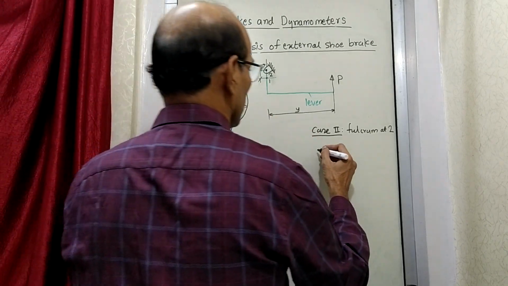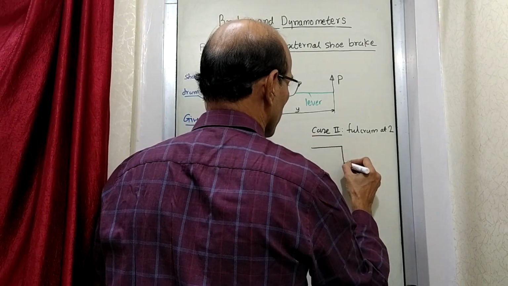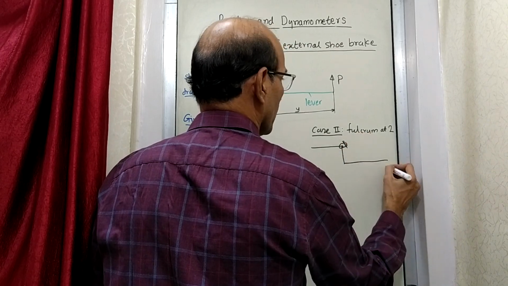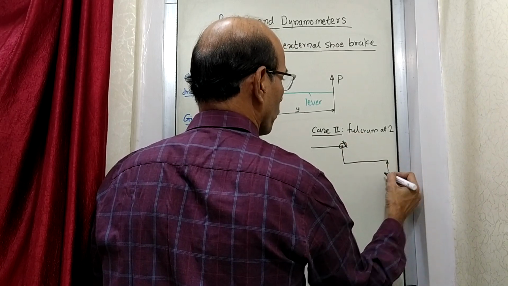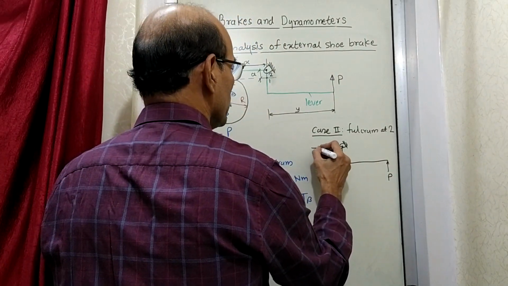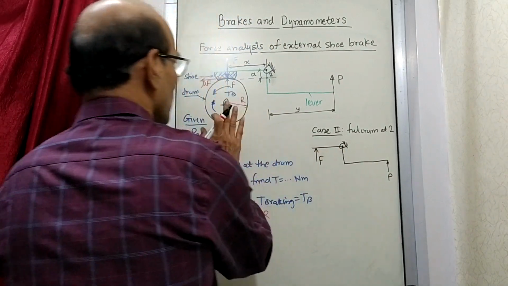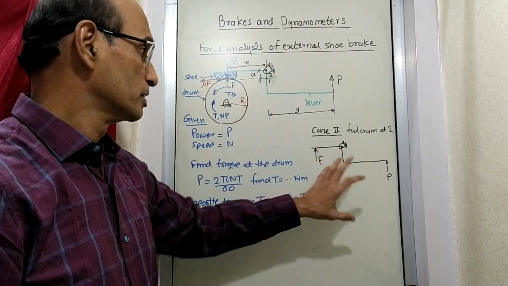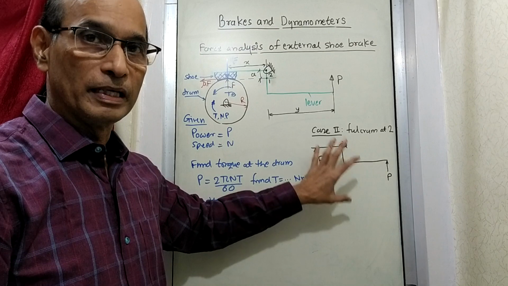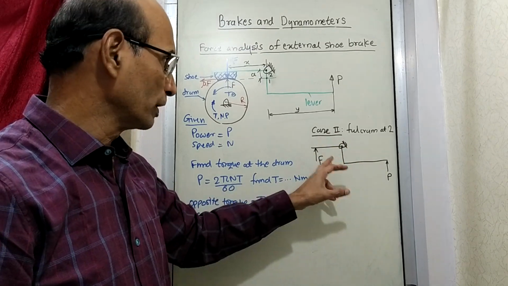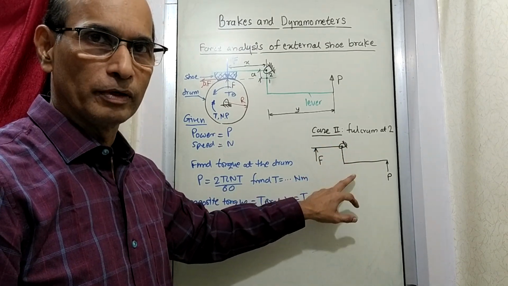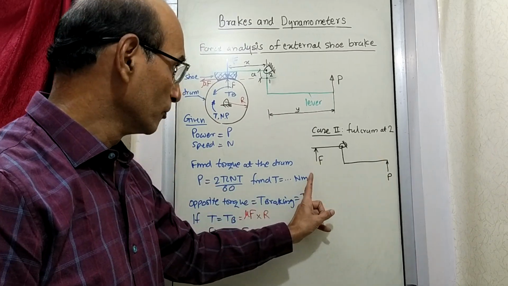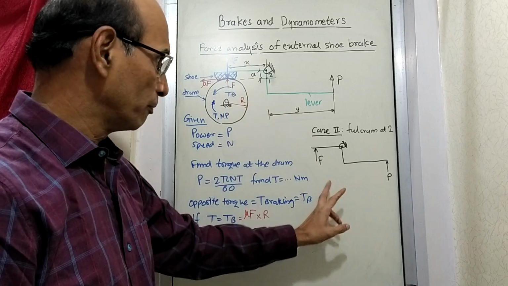I'll draw the figure again of a lever which is in equilibrium. This is the fulcrum point. Here we are applying some effort by hand, and at this place the drum is exerting an upward force on the lever. We are talking about the lever and want to find out its equilibrium, so whatever forces are acting on the lever, we are going to take. From here effort P is applied, and from here the reaction of the drum F is applied.